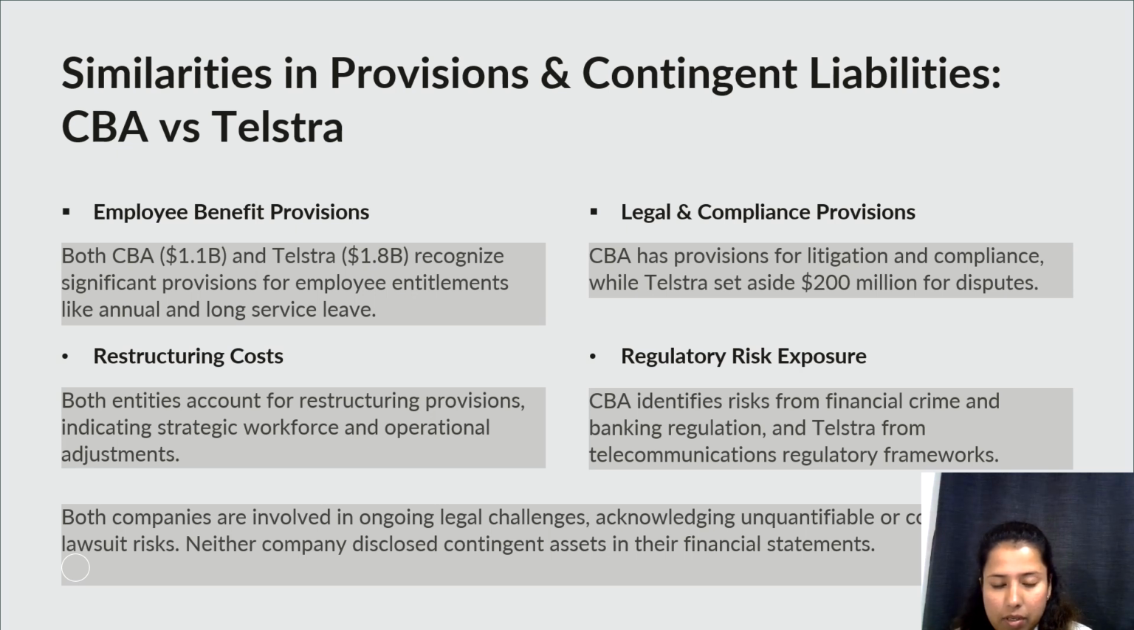Regulatory risk exposure. So the Commonwealth Bank identifies risk from financial crime and banking regulation. On the other hand, Telstra recognizes risk exposure from the telecommunication regulatory framework. Both the companies are involved in ongoing legal challenges, and are also acknowledging the unquantified lawsuit risk. Neither of the companies has disclosed contingent assets in its financial statement.